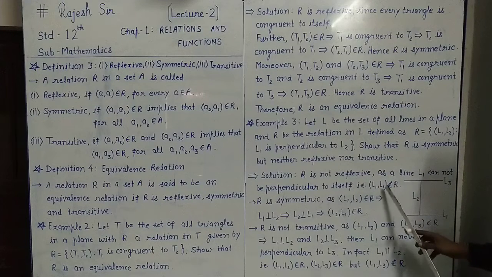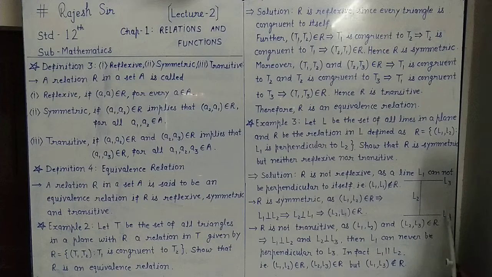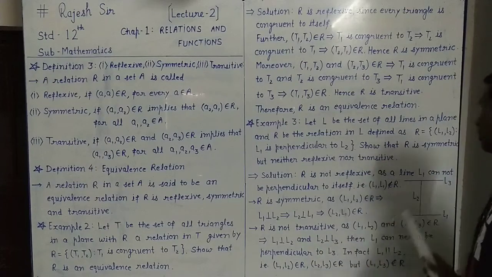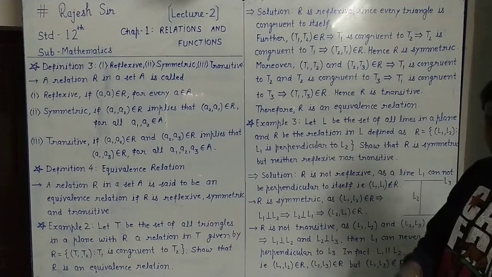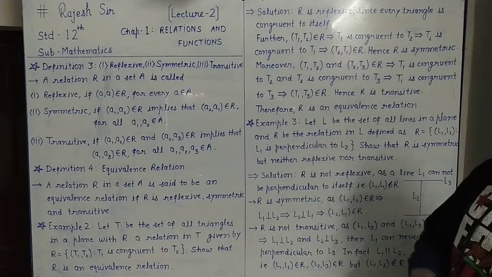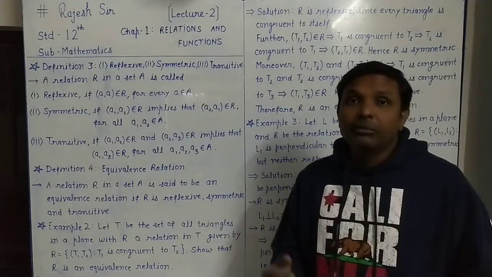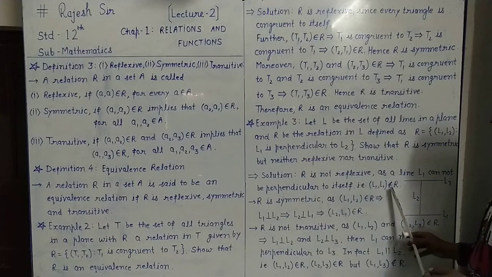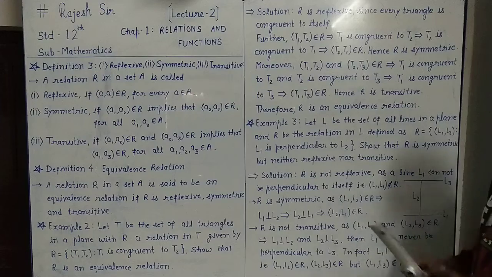If (L1, L2) belongs to R, that means L1 is perpendicular to L2. And L1 will not be perpendicular to L1 itself, and L2 will not be perpendicular to L2. Any line can never be perpendicular to itself. So (L1, L1) does not belong to R, meaning R is not reflexive.